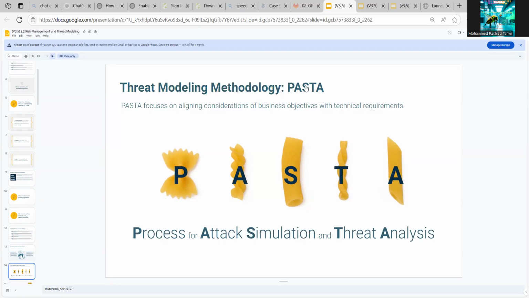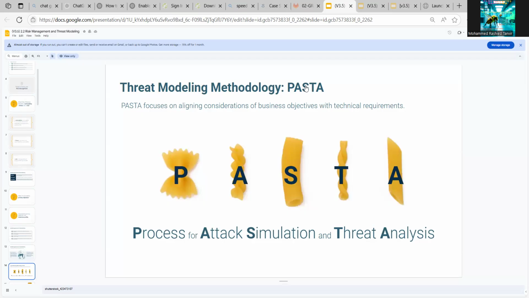Threat modeling is very important. When you go to an interview, management asks this question: what is PASTA? If you say, oh, pasta is the one food we eat every time, no. PASTA is a cybersecurity term. This is very important.